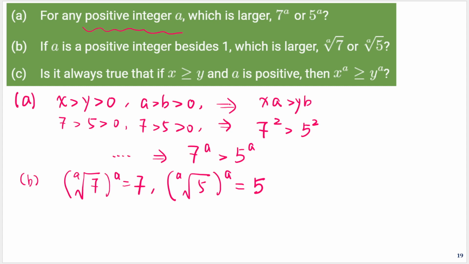5, right? So from question A, we know that if the a's power of 7 is less than a's power of 5, then we can raise both sides to the a power to get 7 is less than 5, right? But this is not true. Therefore, it's impossible that a's power of 7 is less than a's power of 5. The two quantities are also clearly not equal. So we know that a's power of 7 should be greater than a's power of 5, right?